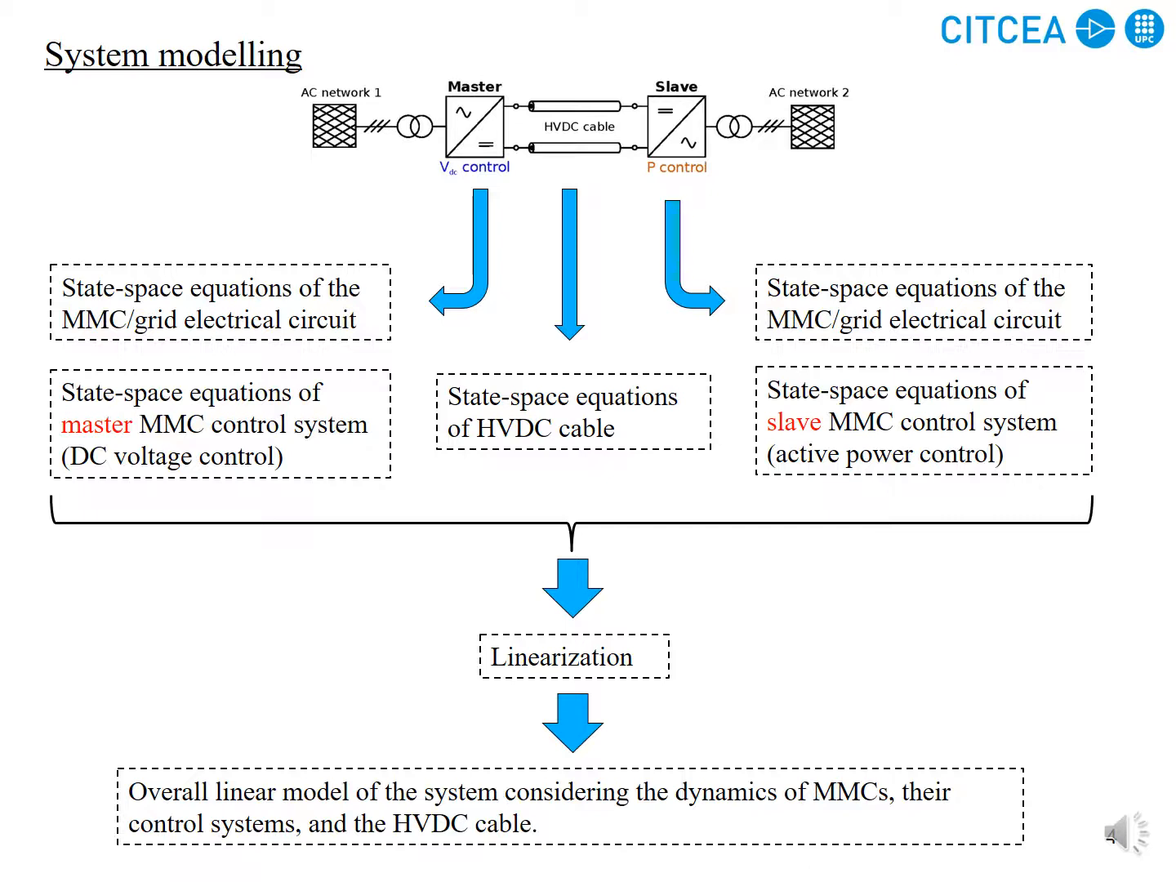In order to model the system, we need to model the master converter, slave converter, and the HVDC cable. For the MMC, we need to derive state space equations for the electrical circuit, plus the state space equations of the control system. Master converter, as said, is operating under DC voltage control, and the slave MMC is working under active power control. Once all the state space equations of the system are derived, they are interconnected using similar inputs and outputs. And then after linearization, an overall linear model for the system is derived.